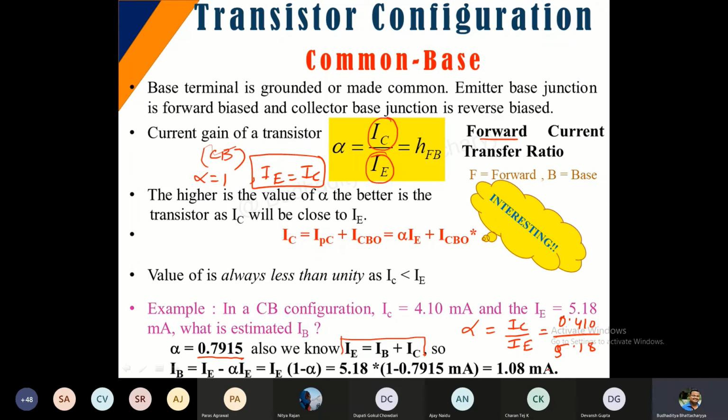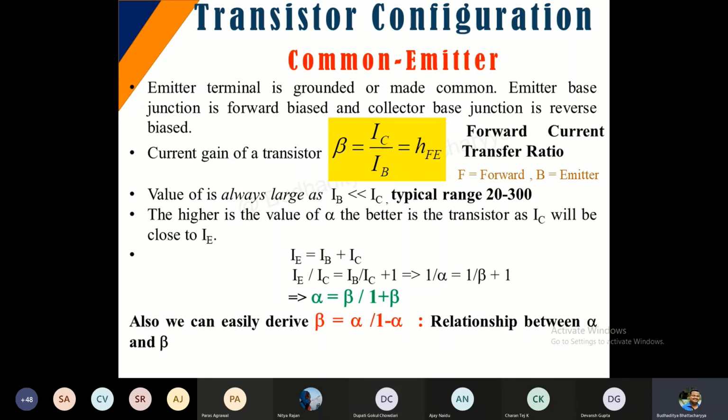Ideally, if the connection were not made that way, then IE equals IB plus IC, and we can substitute directly and get the answer. But for any such configuration, like here it's mentioned as CB configuration, you have to include alpha in your equation. That is where we get the final answer. So this is about the common base alpha.